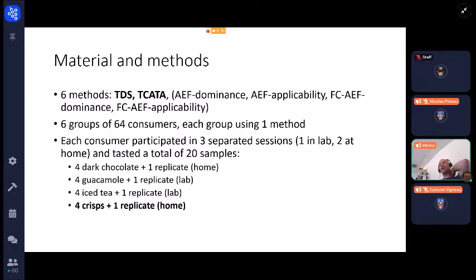I tested this approach on a large data set. In this study, we tested six methods: TDS, TCATA, and four variants of attack evolution finished. But in this presentation, I will focus on TDS and TCATA data. Two groups of 64 consumers participated in three sessions, one in lab, two at home, and they tested 20 samples belonging to four product species: dark chocolates, guacamoles, iced tea, and crisps. And today I will only show results on crisps.